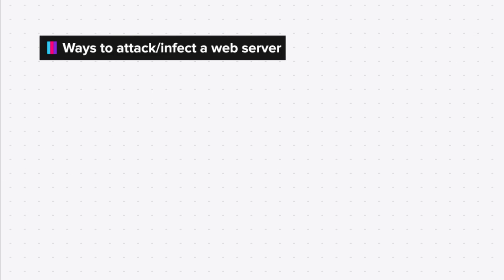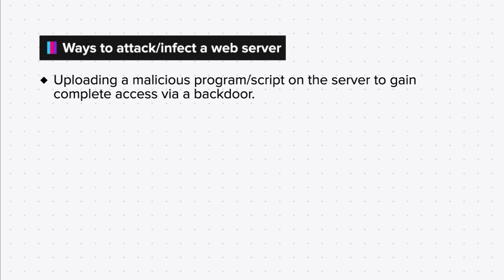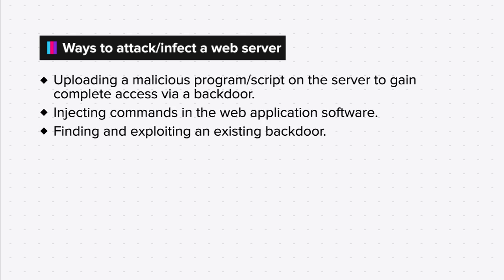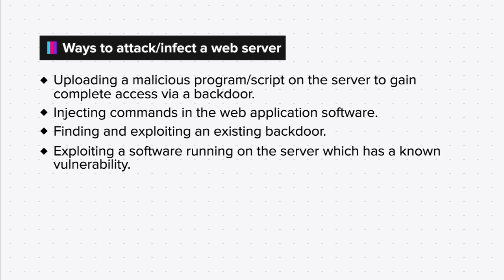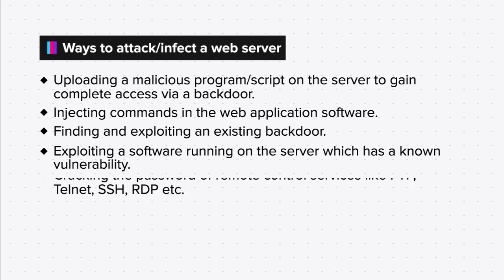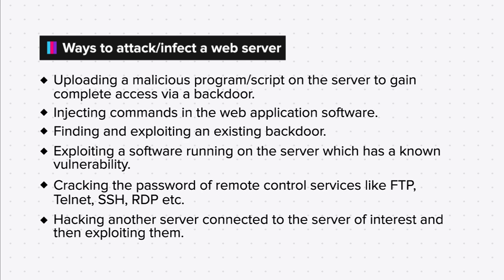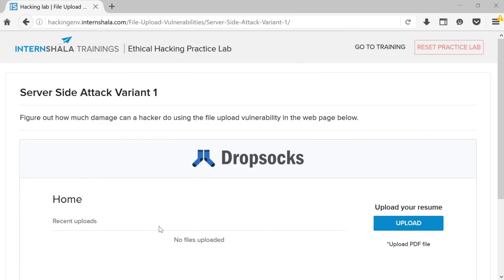So, these are a few ways in which a server can be infected. Uploading a malicious program or script on the server to gain complete access via a backdoor. Injecting commands in the web application software. Finding and exploiting an existing backdoor. Exploiting a software running on the server which has a known vulnerability. Cracking the password of remote control services like FTP, Telnet, SSH, RDP, etc. Hacking another server connected to the server of interest and then exploiting them. But in this topic, we will look at just this one method. We will look at a few others in the upcoming modules. Let's see how it's done.